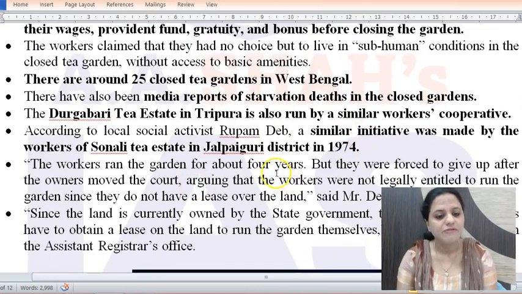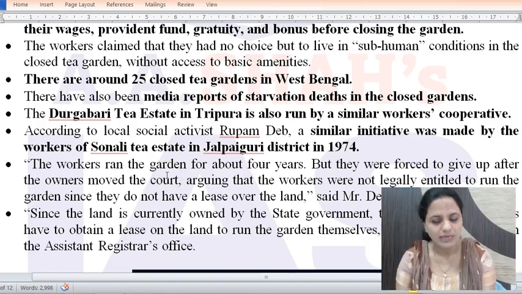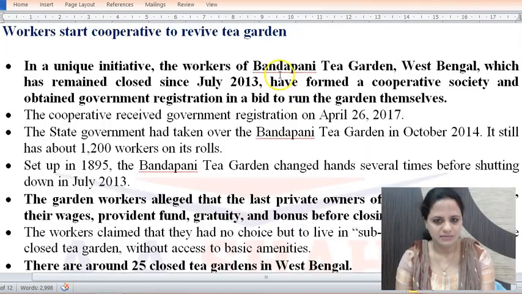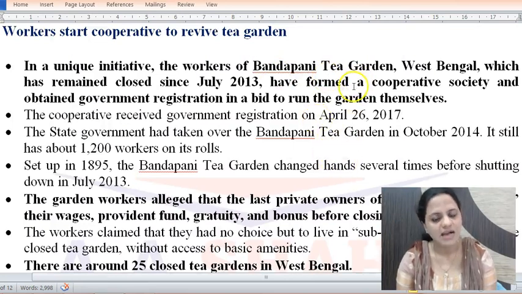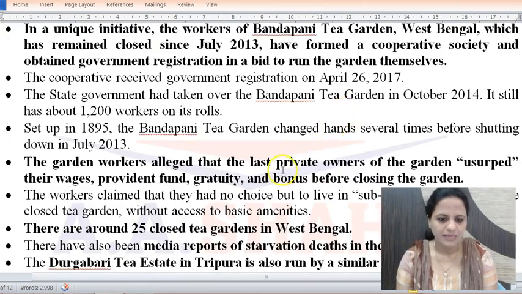But after that, they were forced to give up because the owners moved the court and said that the workers were not running it legally, because the land lease is with the estate owners. That is why they could not function. In this case also, the Bandapani Tea Garden Cooperative, which has just been formed, has said that they have asked the government to transfer the lease of the land in their name. So we'll see what step will be taken.